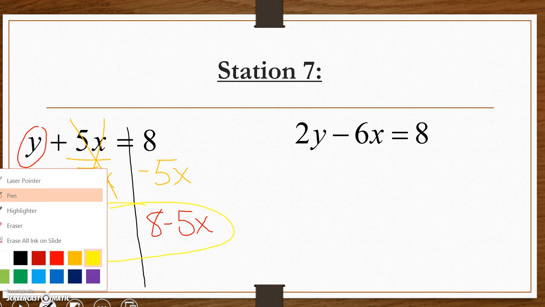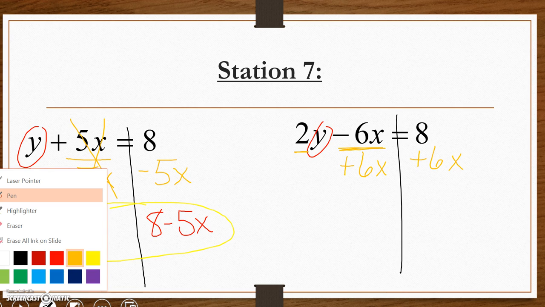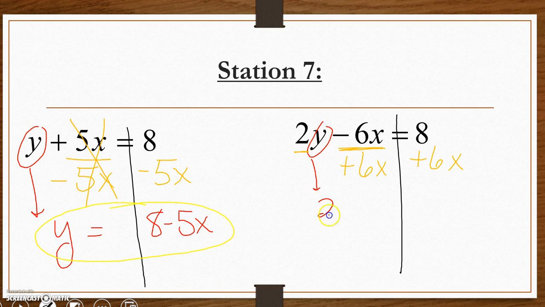The next one, I'll put my line down. Again, our object is to get the y alone. So what's in the way this time is a couple things. We have to get rid of the 2 and the minus 6x. What you always want to do first is get rid of the thing with the x first. So since it's minus 6x, I'm going to add it over. I'm going to bring down my 2y. And 8 plus 6x. You can't combine that, so it just stays 8 plus 6x.